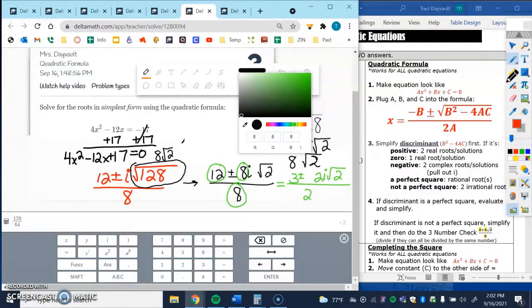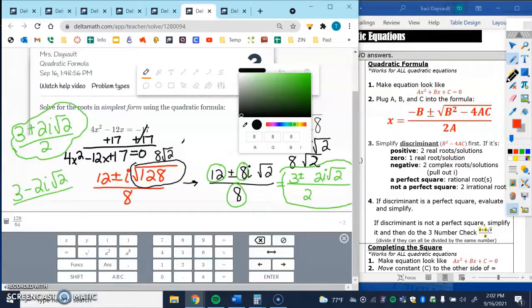I reduce this, and these are my two imaginary answers. 3 plus 2i square root of 2 over 2. That's one of my imaginary answers. And 3 minus 2i square root of 2 all over 2 is the other imaginary answer.